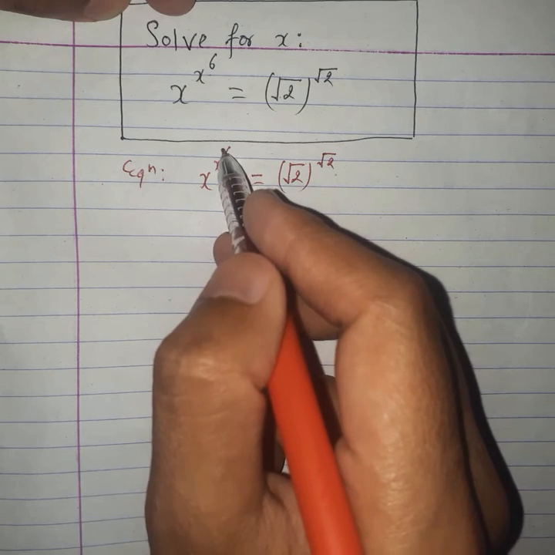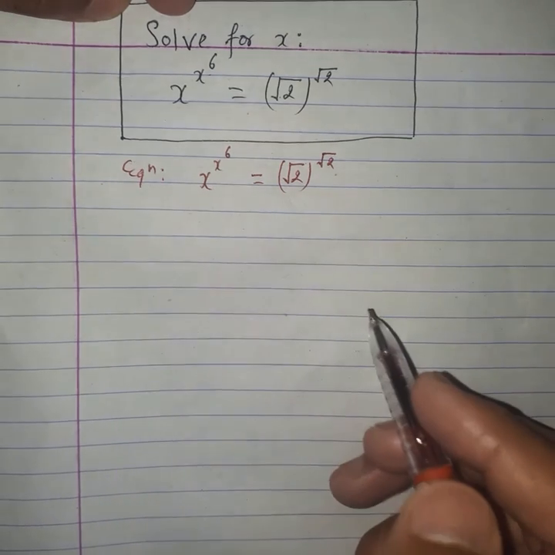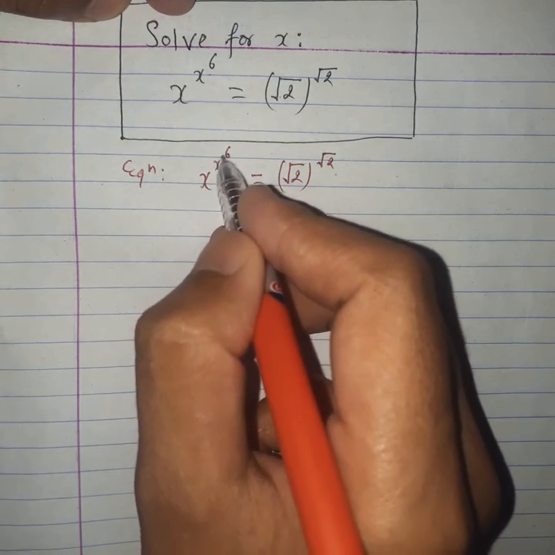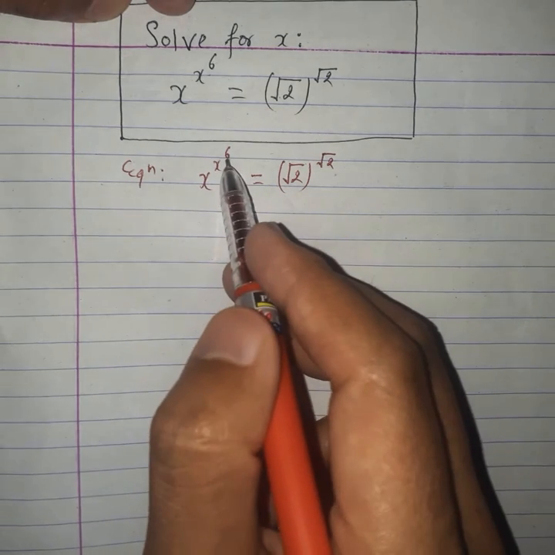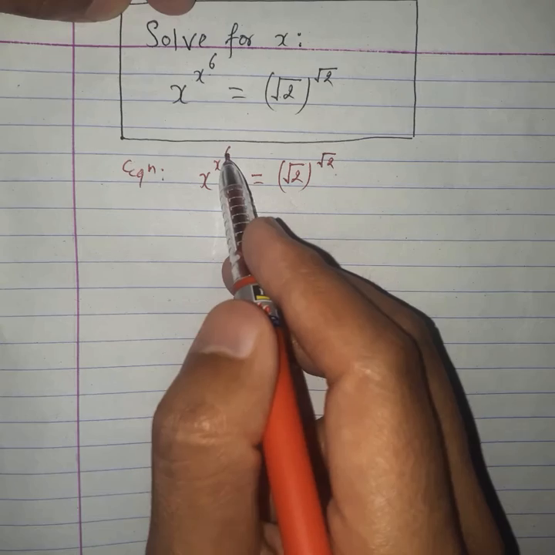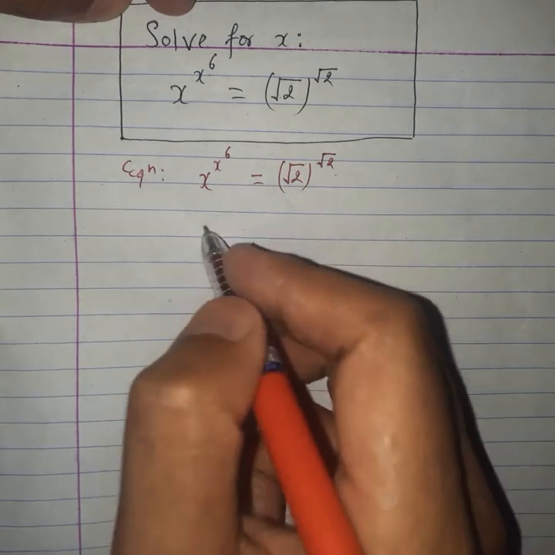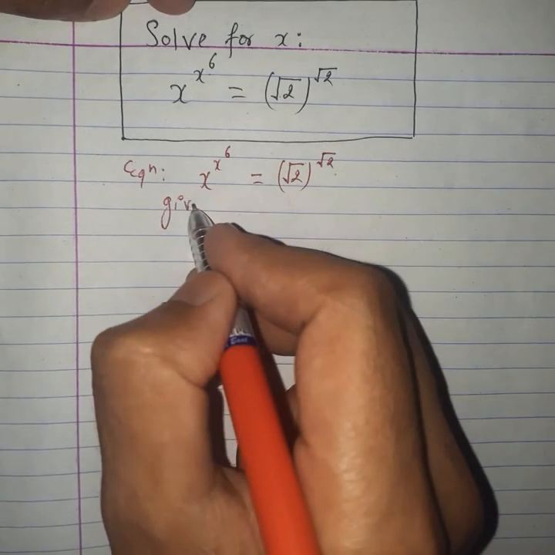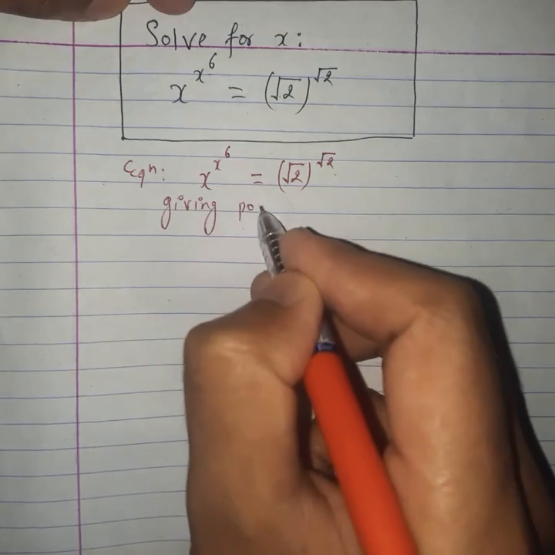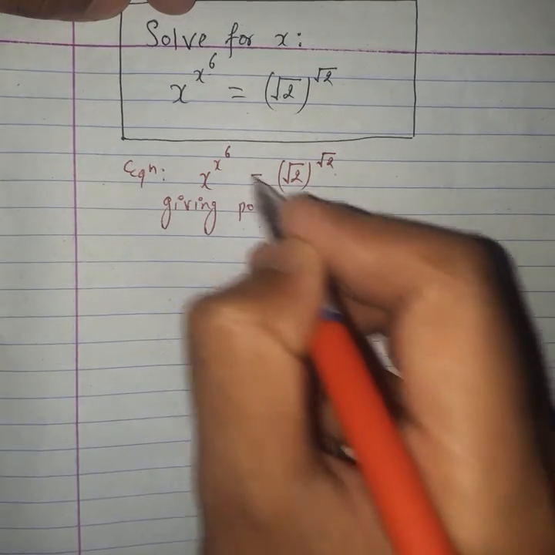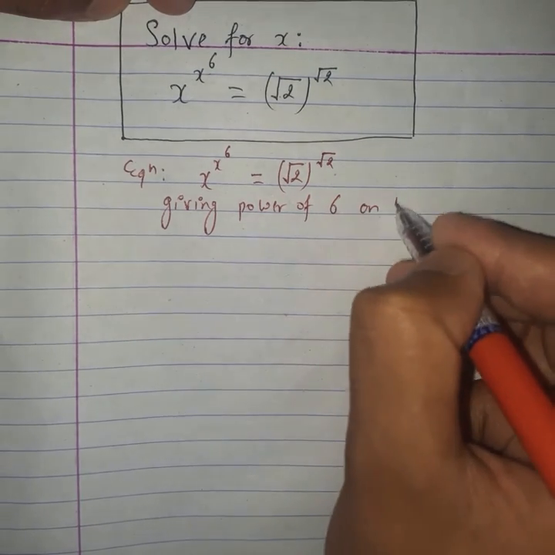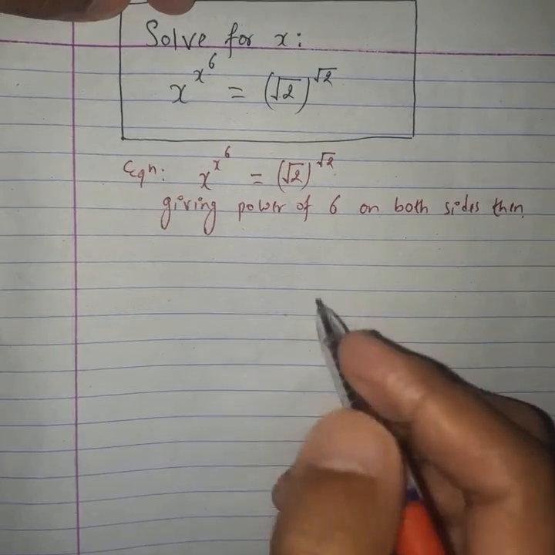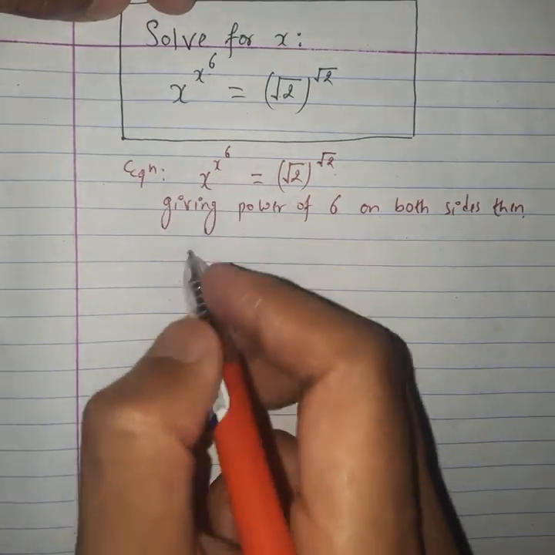First of all, I am going to make the base and the power same on the left hand side. So for that, we have to give the power of 6 on both sides of this equation. Let's give the power of 6 on both sides. Giving power of 6, our equation will be, just giving the power of 6 on both sides.